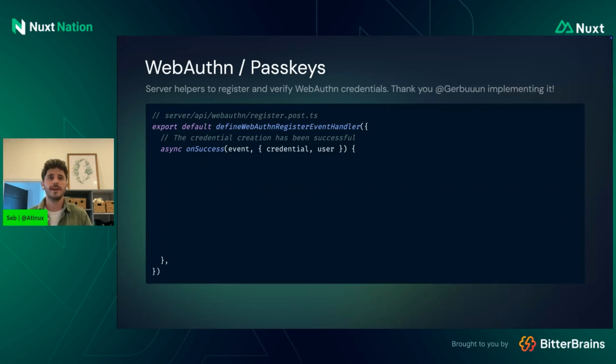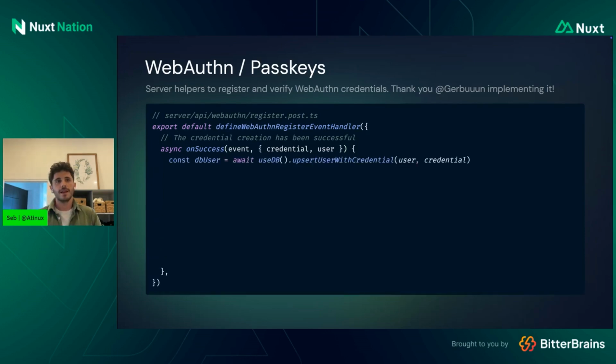Next, we are creating here a /webauthn/register POST API endpoint. And similar to OAuth, you use the defineWebAuthnRegisterEventHandler, and you give an onSuccess callback. Let's pretend here that I'm inserting my user into my database. So user will always have the .username property, which is a standard for WebAuthn.